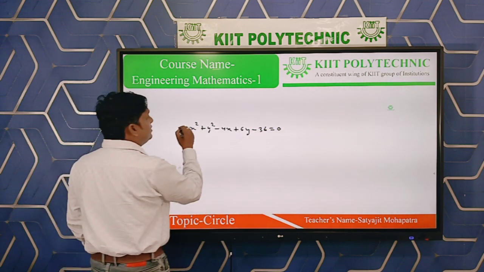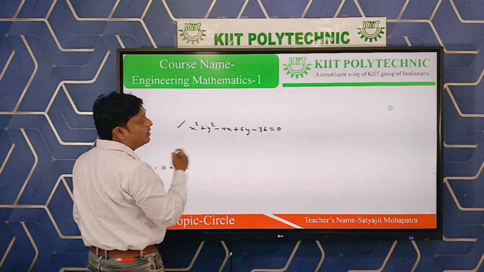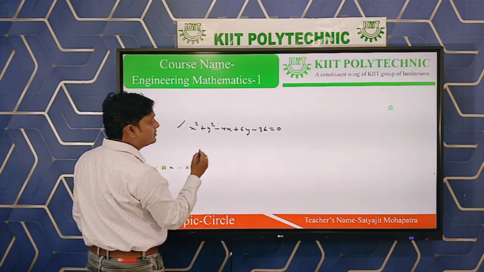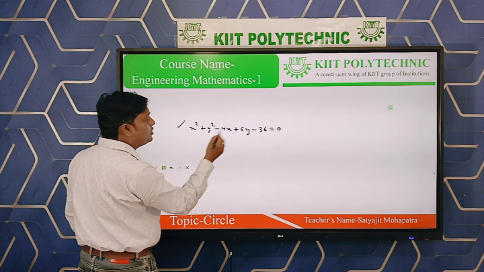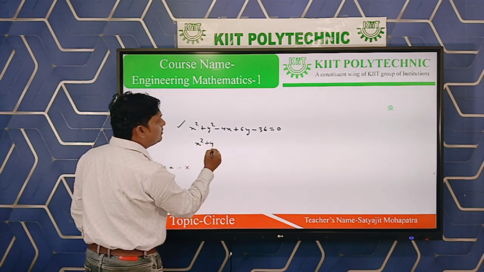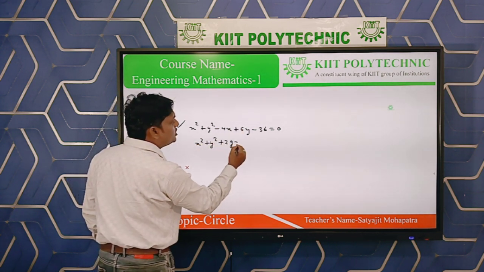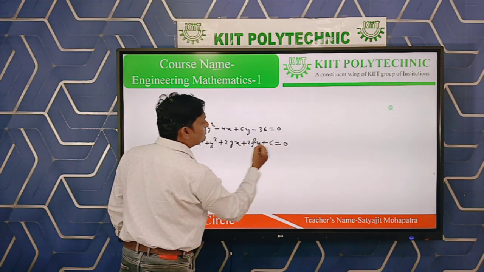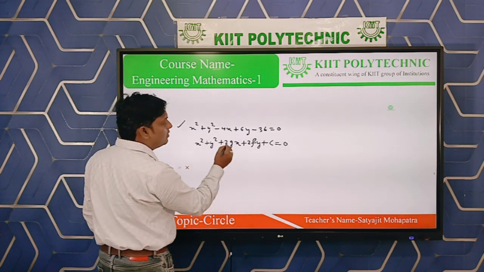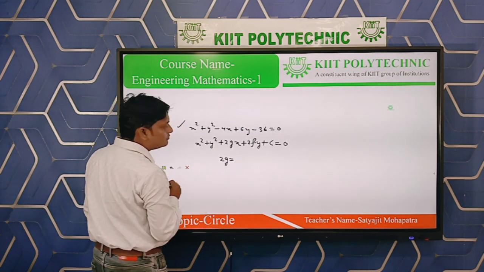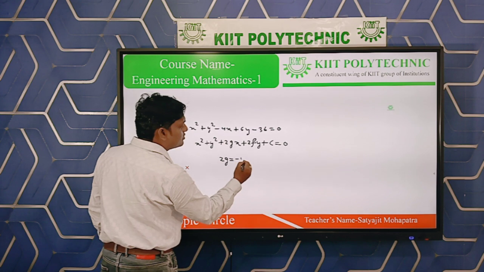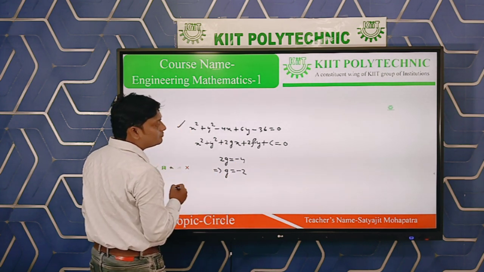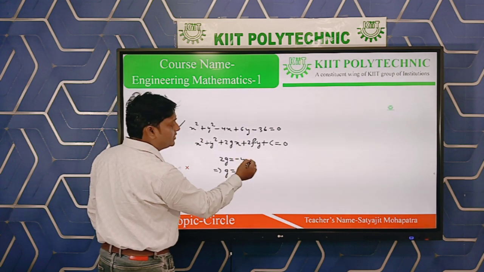All of you see, this is the general equation of the circle. How can we find the center and the radius? Compare this equation to the original form, x square plus y square plus 2gx plus 2fy plus c equals 0, the general equation of the circle. Now compare these two equations. What is the value of 2g here? 2g equals minus 4, so g we will get is minus 2. Just compare the coefficients.